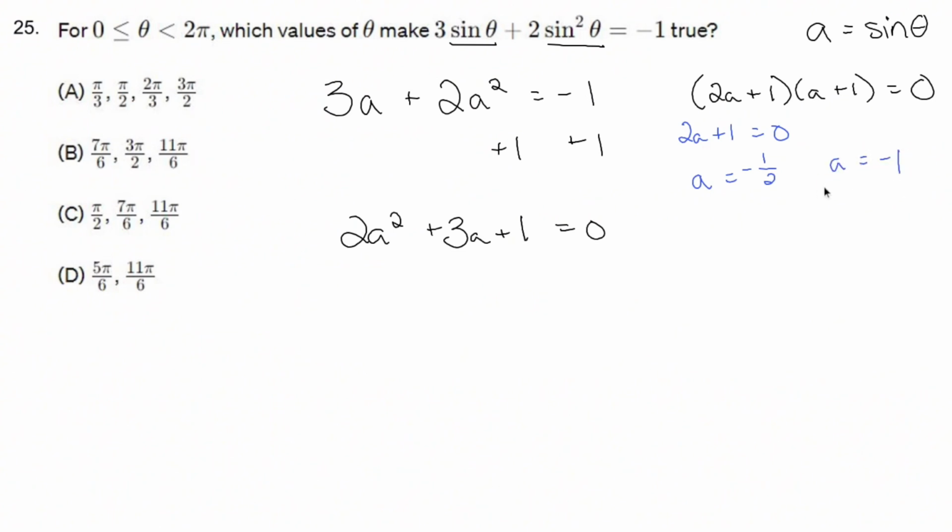That's also cool. Now, before you go over here and go like, oh, what the heck, where's -1/2 or where's -1? Buddy, I didn't start out with a. I started out with sines. So remember, we pretended that a is sine theta, not squared, boy oh boy. So sine theta = -1/2, and sine theta = -1.